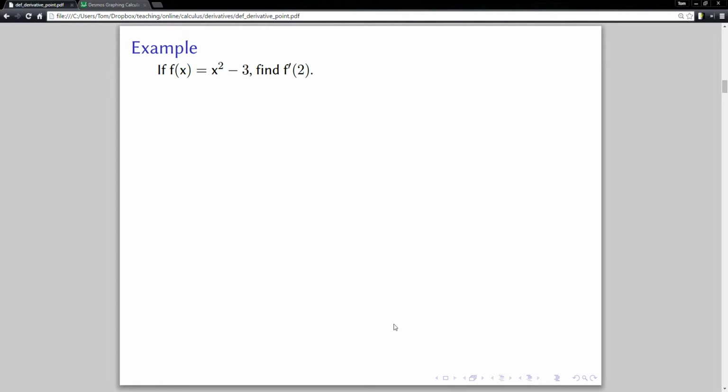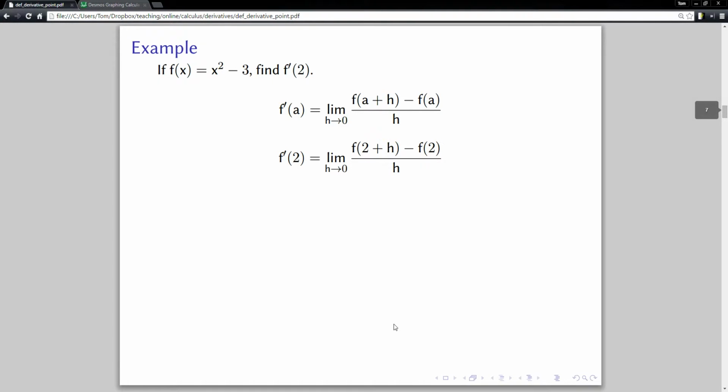Example number 1, if f of x is x squared minus 3, find f prime of 2. Okay, so there's the definition of the derivative, f prime of a, right? And here a is going to be equal to 2. So we replace a by 2. Okay, and so now the very first thing that you're going to want to do on the definition is to evaluate this top part right here. So this is f of 2 plus h. So what that is saying is take this stuff inside parentheses and plug it in for x in this function right here. So generally, for most people, that's the most difficult part to get a handle on.